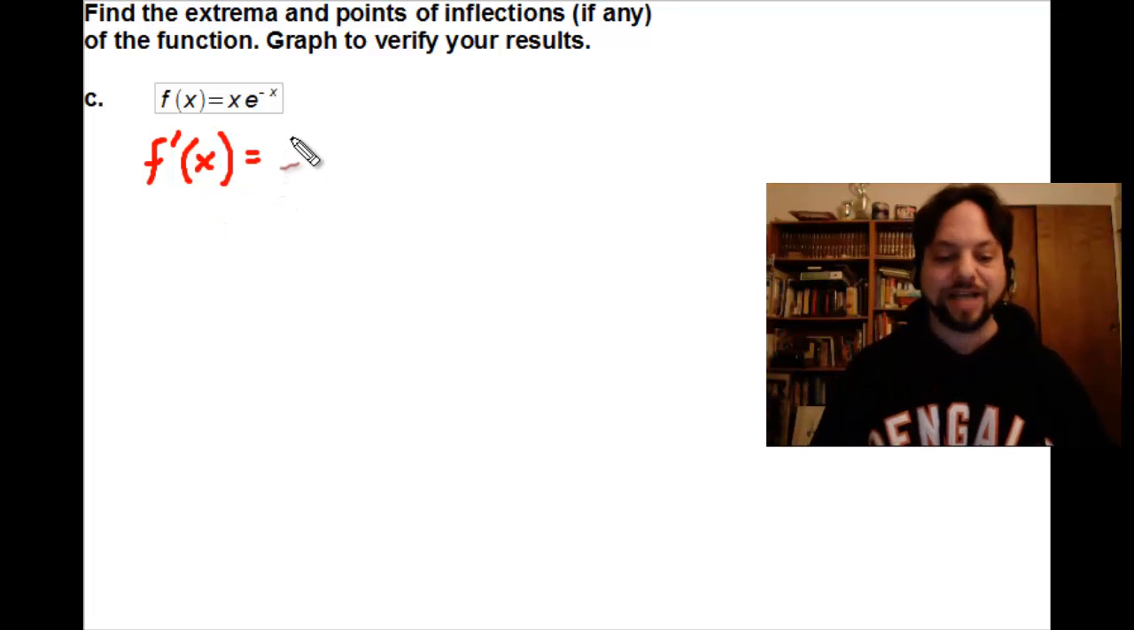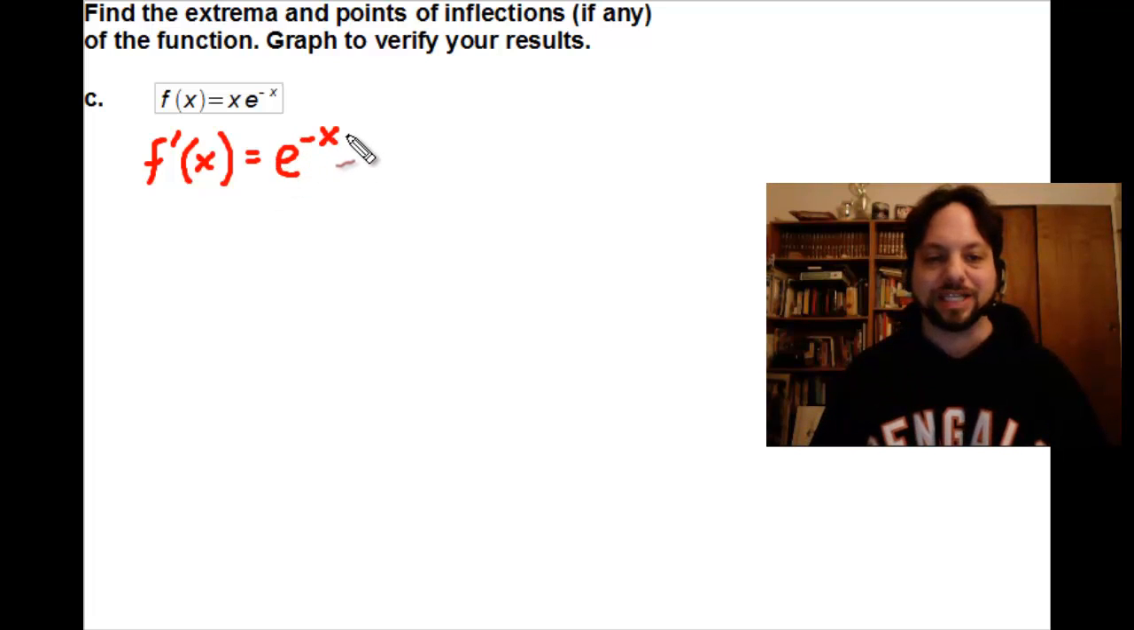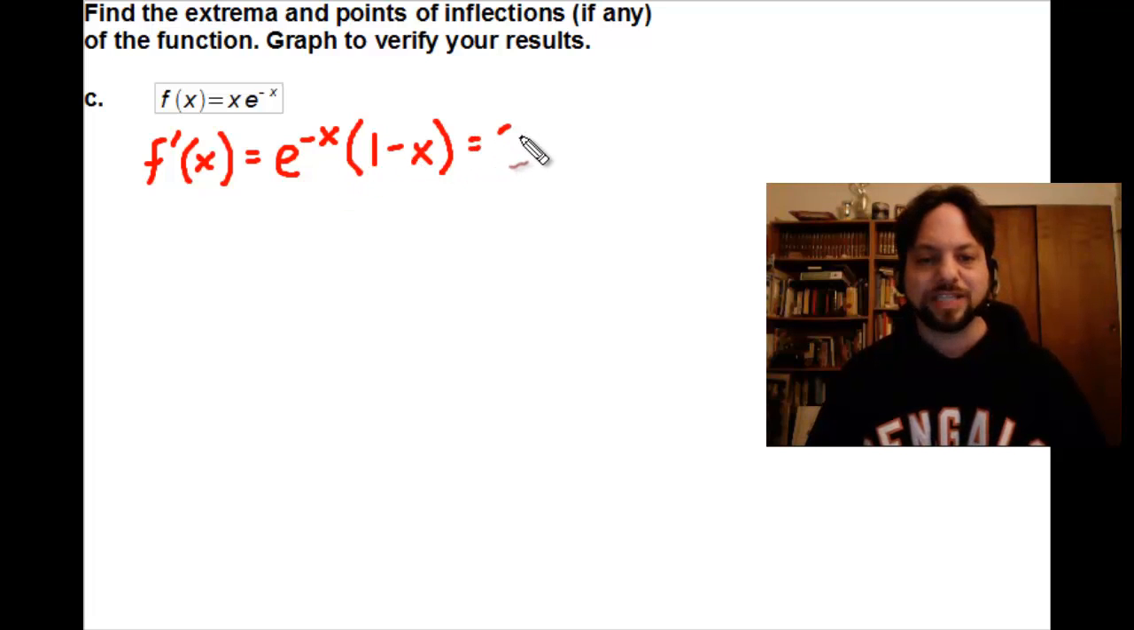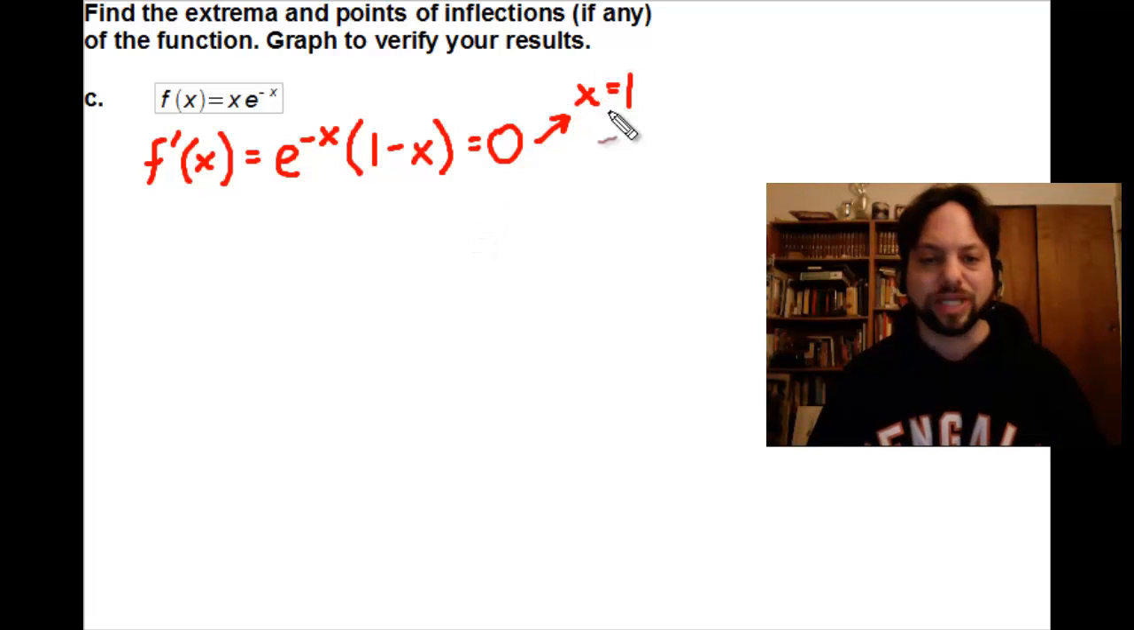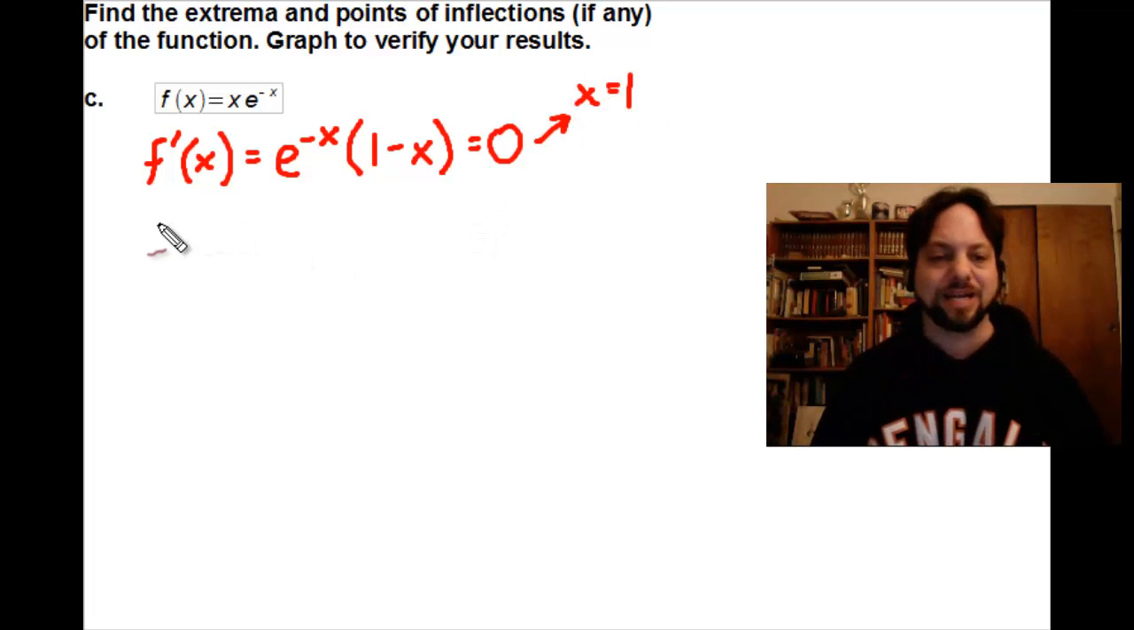the derivative. And in fact, here it is. In its factored form, what we should get is e to the negative x multiplied by the quantity 1 minus x. So if we want to find the critical values of this, well, there's nowhere that x doesn't exist. But if I set this equal to 0, what I will find is that the derivative equals 0 when x equals 1. And so it appears that we might have a critical point to deal with at x equals 1, and we'll come back to that in a moment.